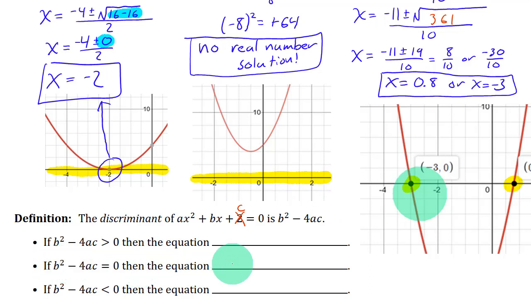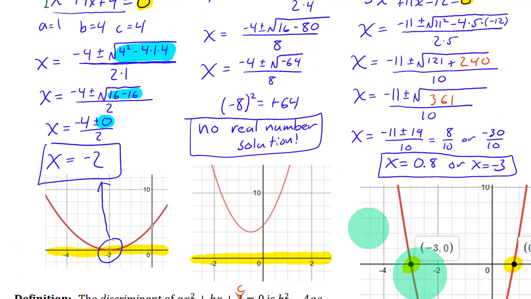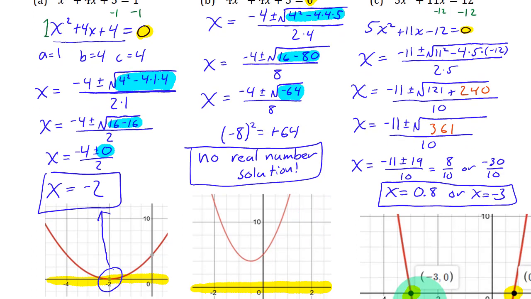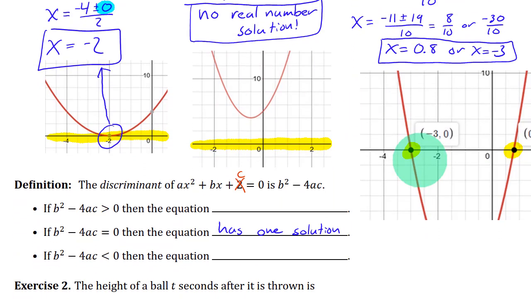So now, if that's equal to 0, like that first example, then the equation has one solution. If you have something like the second case here, let's look at what the b squared minus 4ac was. It worked out to be negative 64. And the square root of negative 64 is just not a real number. So the quadratic formula is going to give you no solutions. And on the graph, it ends up looking like that, where it never crosses the x-axis. So that means the equation has no solution.